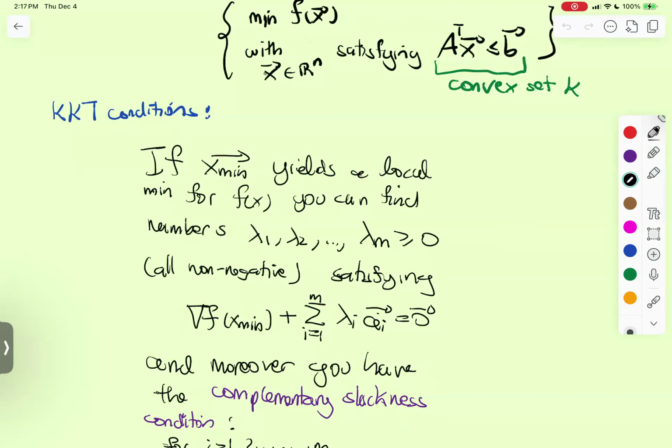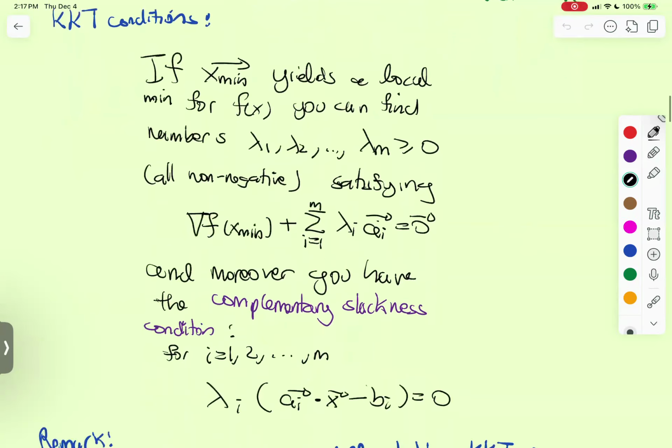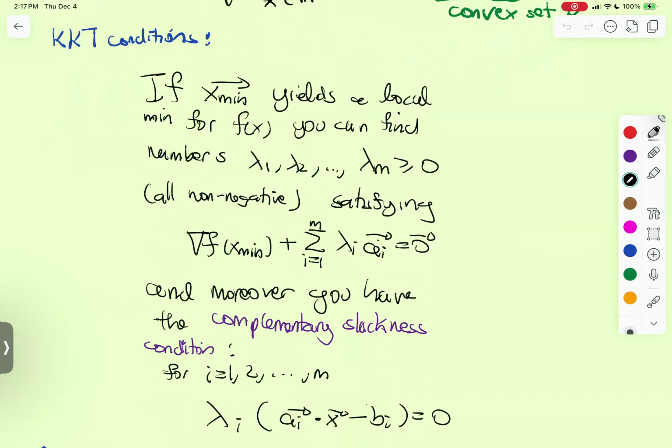And in fact, there is this condition that the lambdas, in addition to being non-negative, have to satisfy, which is called complementary slackness, because one of these lambdas times a_i x minus b_i has to be zero. So it's not like it's a vanishing condition. Either the lambda is zero or this quantity is zero.